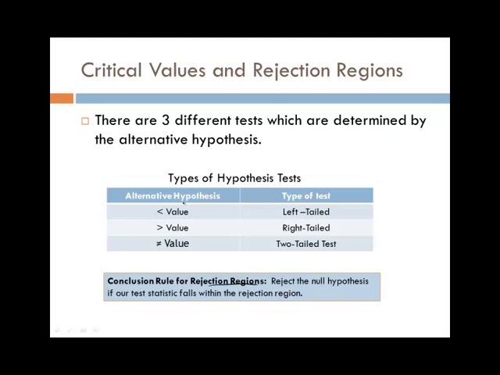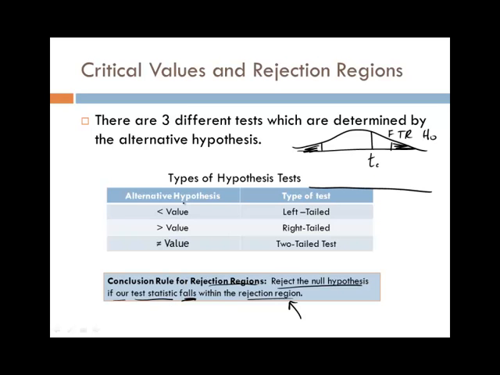Conclusion rule for rejection regions. Reject the null hypothesis if the test statistic falls within the rejection region. We're not going to use this every time, but it is nice to see the definition, because when we look at the test statistic, it's helpful to visualize that. So if the rejection region consists of this space and this space, and if the test statistic, let's say T, right there, falls outside of that space, would we reject or fail to reject? The answer is that we would fail to reject the null hypothesis.